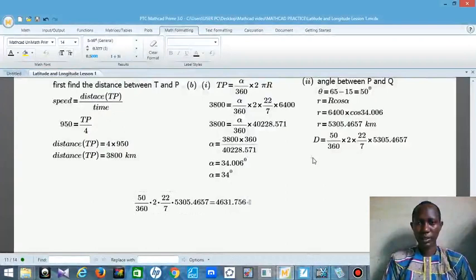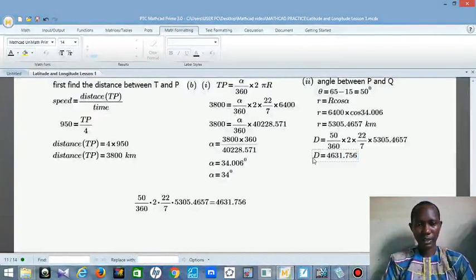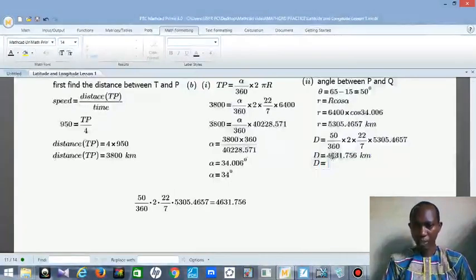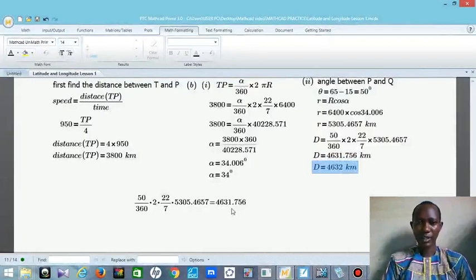So D is equal to 4631.756 kilometers. And since the question says we should leave our answer to 4 significant figures, you just count 1, 2, 3, 4. You approximate: 7 is more than 5, so you add 1, which gives 4,632 kilometers. So this is the final answer.